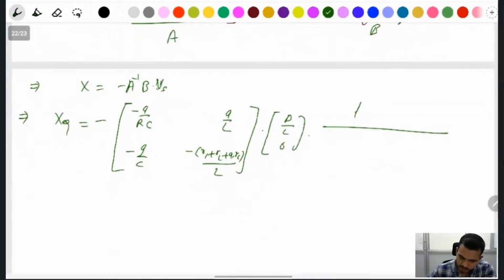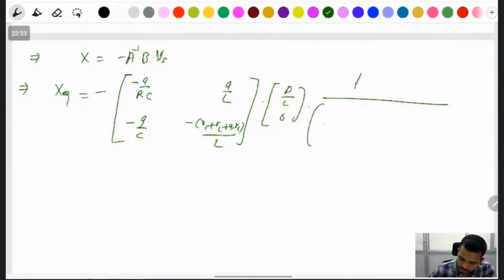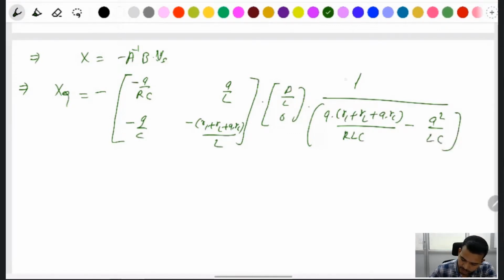After that I wrote the determinant of the matrix A, like 1 by something. Determinant of this is multiplied by this one and this one minus this one. A into R1 plus RL, A into RC divided by RLC minus this one like A square divided by LC into Vs also present. I wrote Vs.